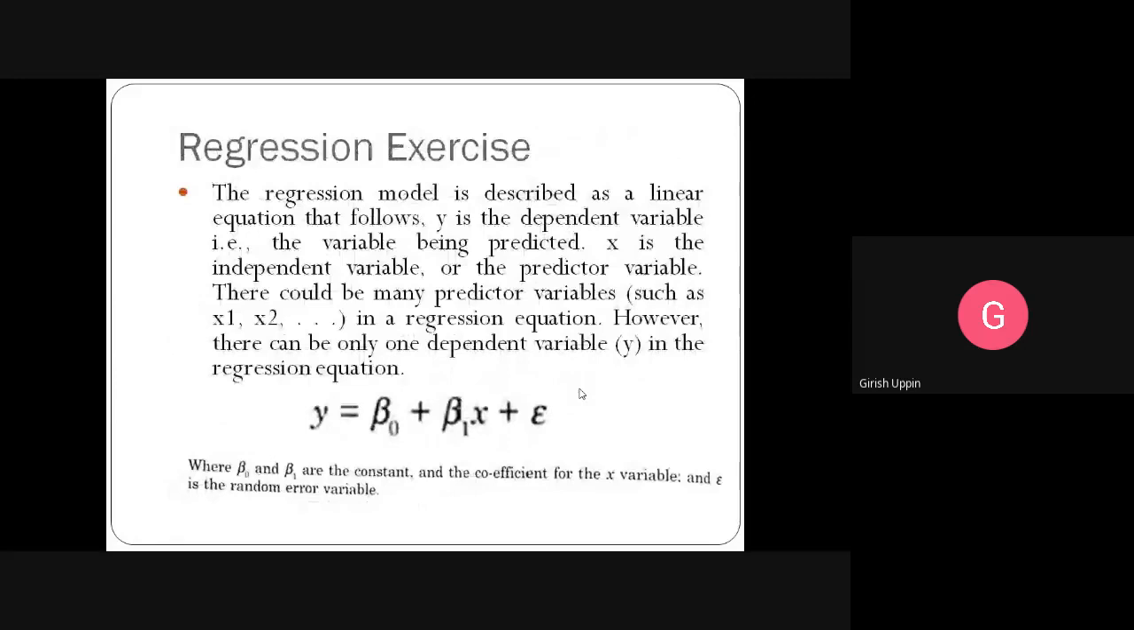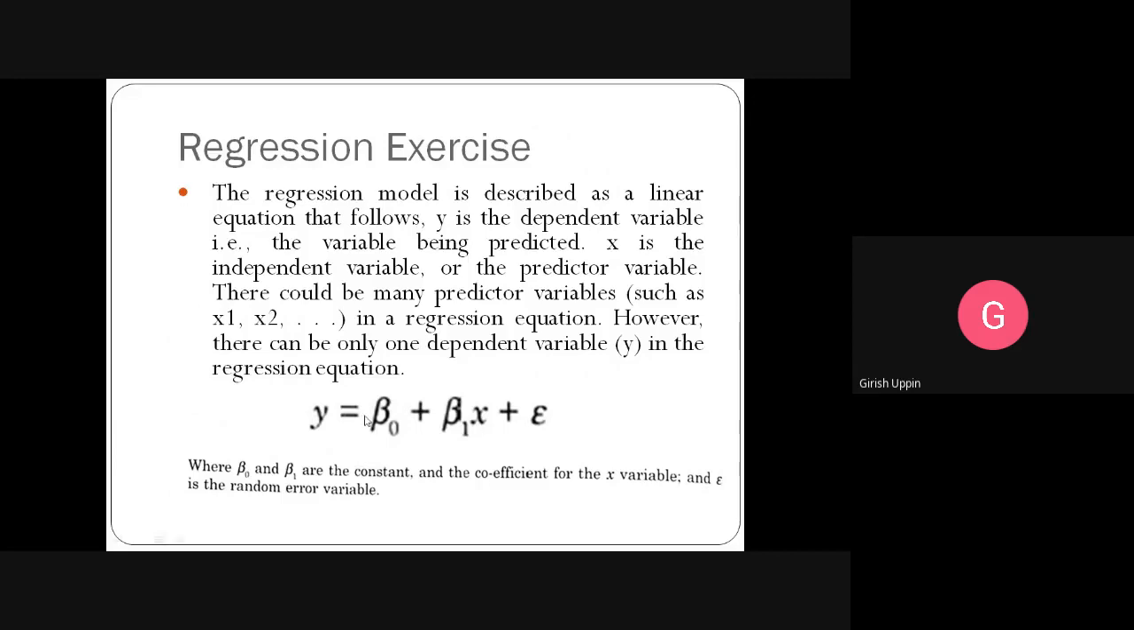Regression: in this exercise, the regression model is described as a linear equation. Y is the dependent variable being predicted by the x, which is an independent variable, also called a predictor variable. All the independent variables are called predictor variables, and there might be many. For example, right now we have taken only one predictor variable. There could be many: x1, x2, x3, x4, and so on. Then we can have a regression equation using all those predicting variables.